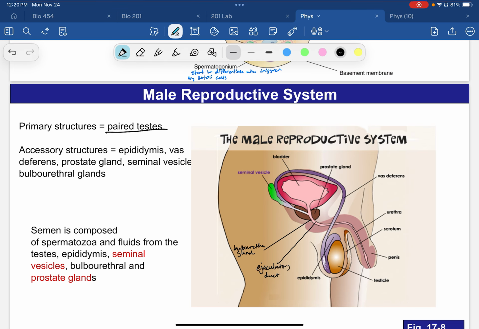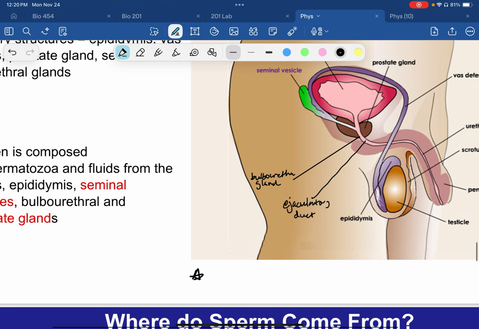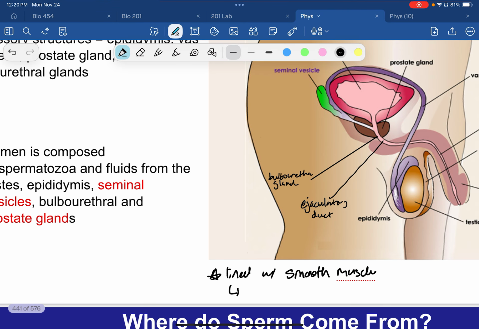Here is an overview of the pathway with the different glands. Something important to know is that all these structures are lined with smooth muscle that helps to propel sperm wherever it needs to go down the pathway.